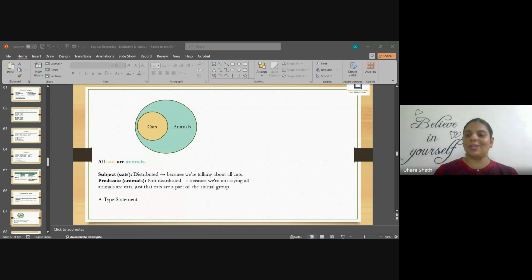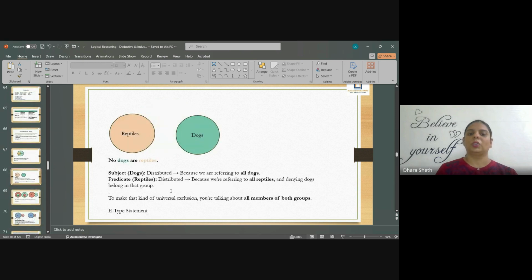However, when we are talking about animals, we are talking only about a small section of animals, which is the cats. We are not talking about all the animals. And that is why animals is not distributed. Now clear? Okay. This type of statement, all cats are animals, all A are B, is also called A-type statement. A for apple.